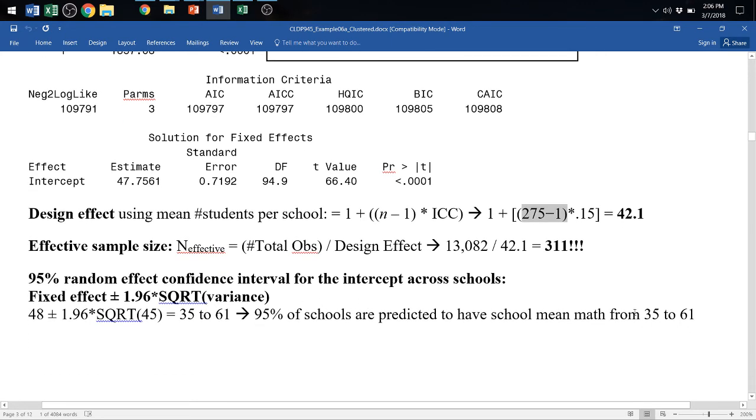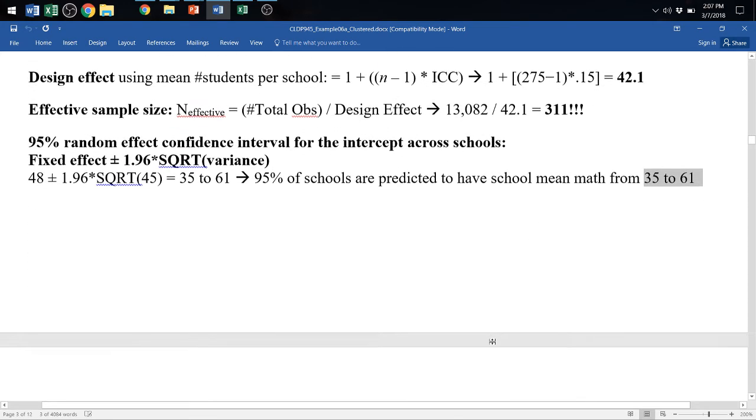And I can try to describe what it means to have an intraclass correlation of 0.15 in terms of the range of the original variable. Math scores at the individual level varied from 0 to 83. Mean math scores at the school level are predicted to vary from 35 to 61 in 95% of the schools. So that's a pretty big difference.